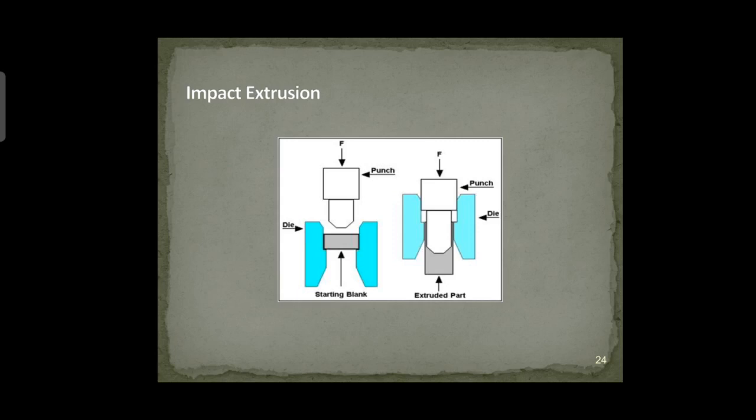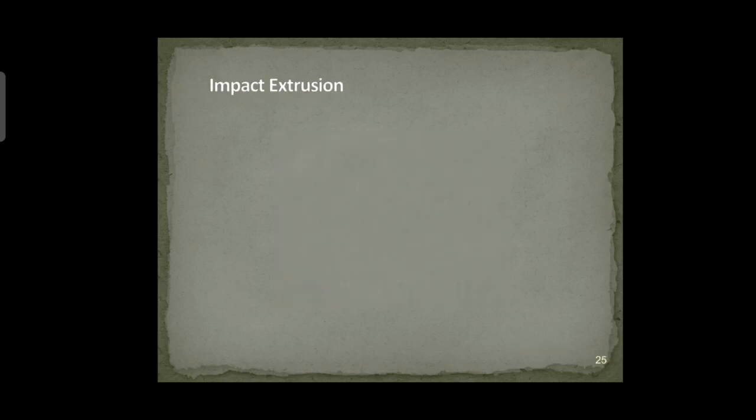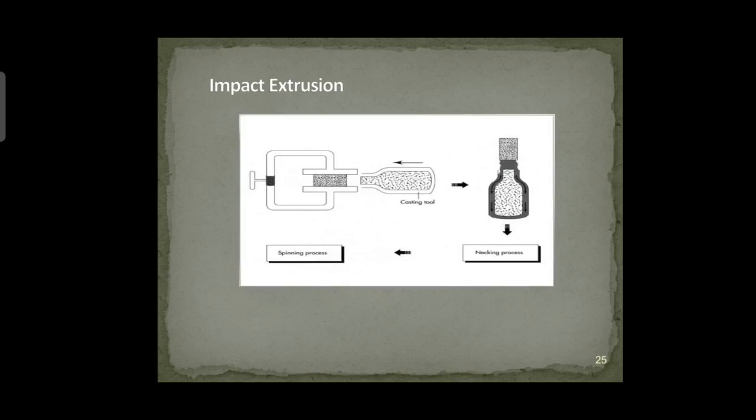So this is how we are showing the high impact with the help of the ram we are using over the blank, and the part will come outside according to the die you have shaped here. You can take the example of this process. You can see here.